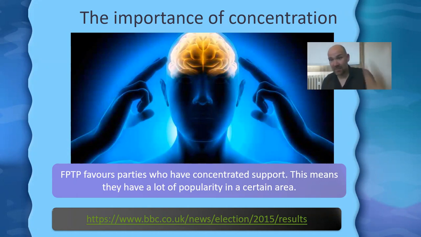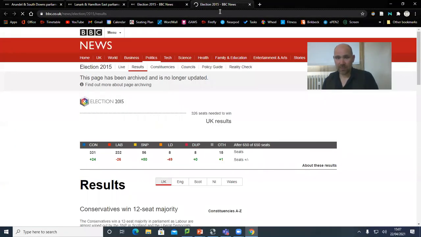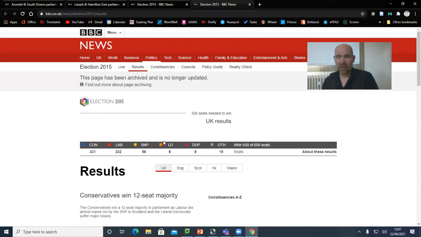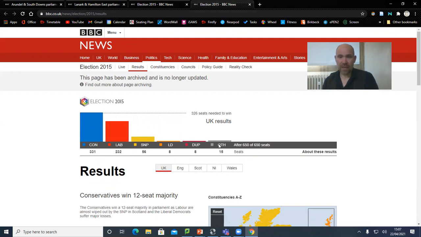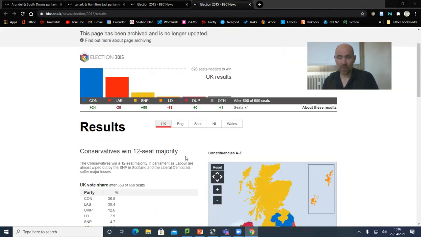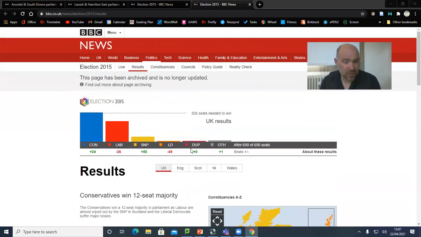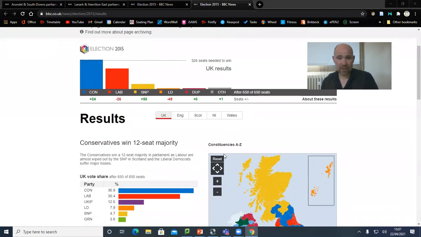Now let's look at the SNP here as an example. All of the SNP voters live in Scotland. Their vote is concentrated, and therefore they tend to be rewarded by first past the post. Whereas other parties, like perhaps the Liberal Democrats and the Green Party, their vote is spread out over the whole of the UK, and therefore they don't tend to do as well. And I'll show you this again using, I think this is 2015, to illustrate this point.